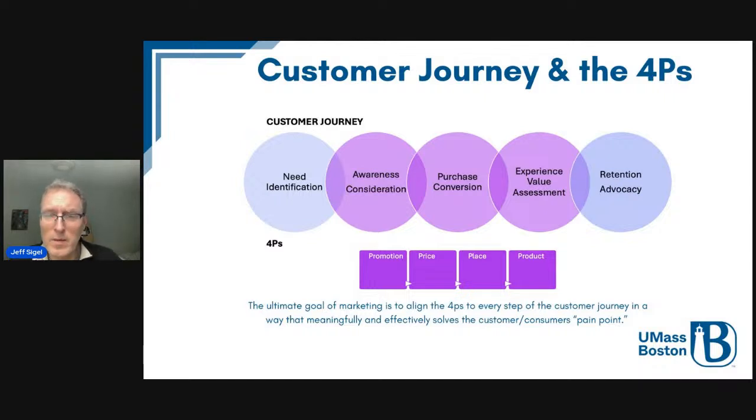Also, importantly, part of the purchase conversion process is place. Place is the word that we use because it starts with a P, so it fits with the four Ps. But place really refers to how the product gets to you. How is it distributed? What channels is the word that we often use? What channels does it come through?